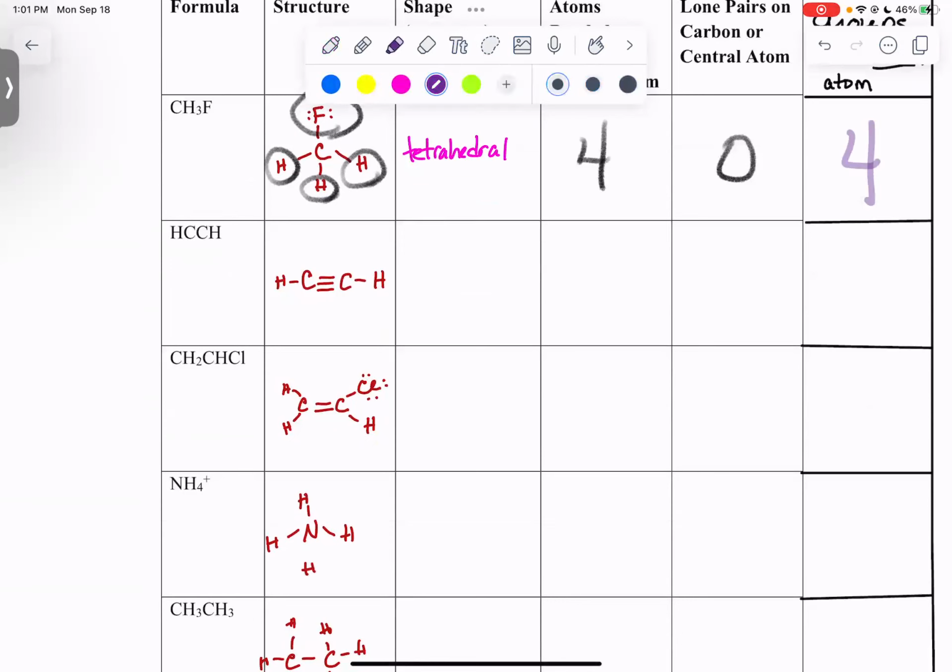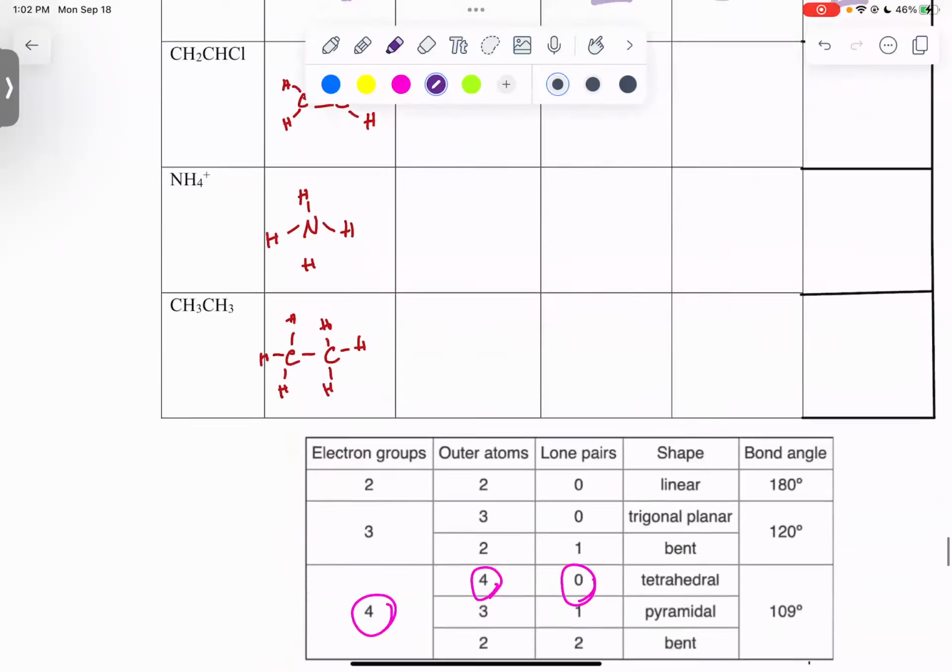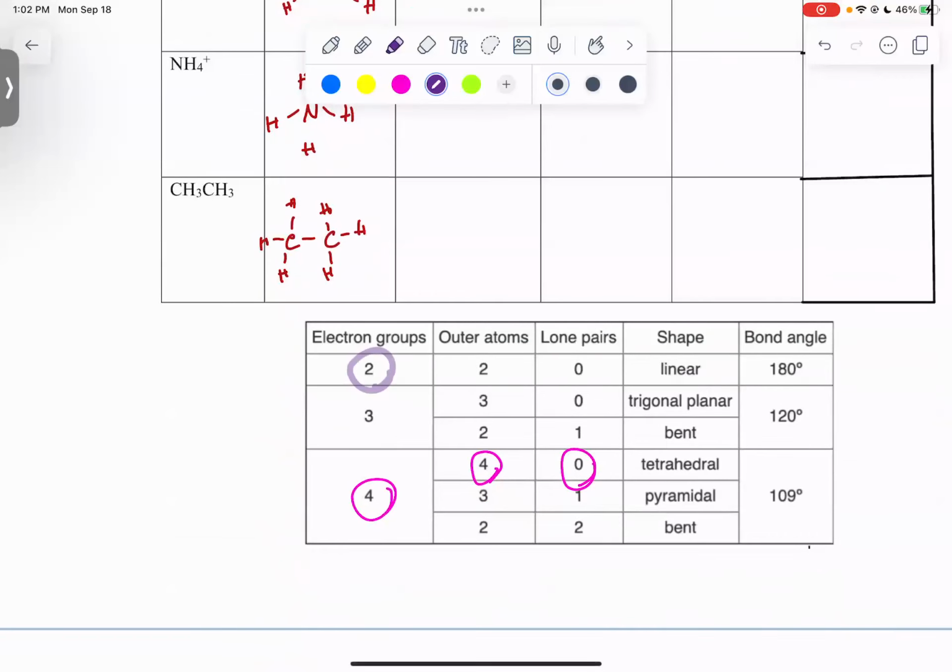The next one, if I pick a carbon, I'm going to pick this carbon right here. I have 2 different electron groups around my central atom, and those are 2 outer atoms and no lone pairs. So I go 2 electron groups, 2 outer atoms, no lone pairs. I am linear.